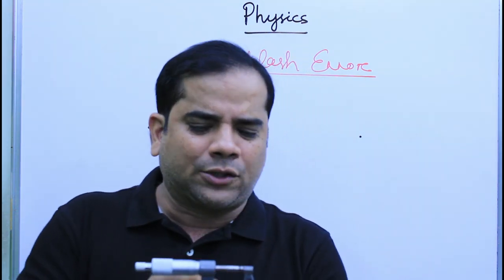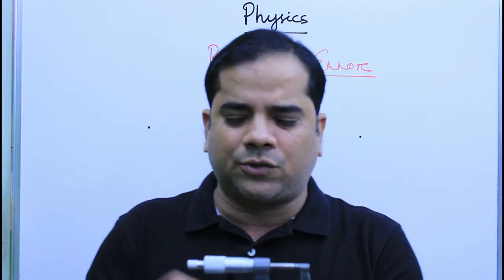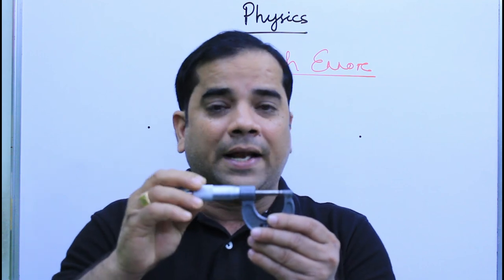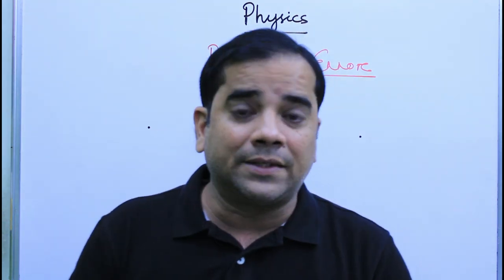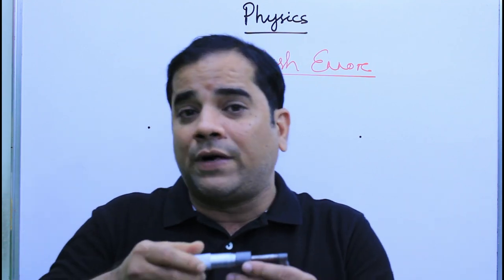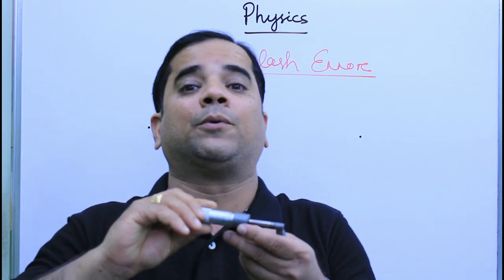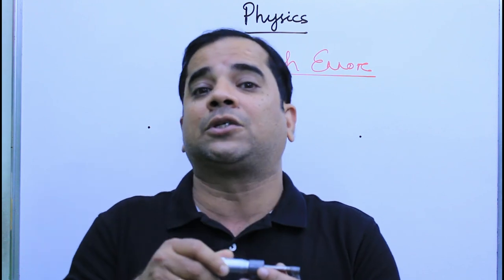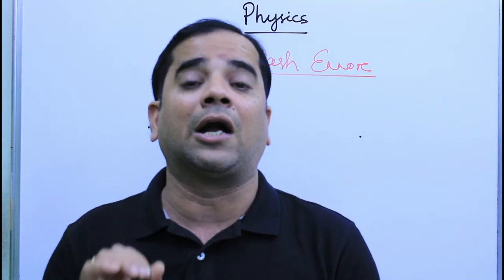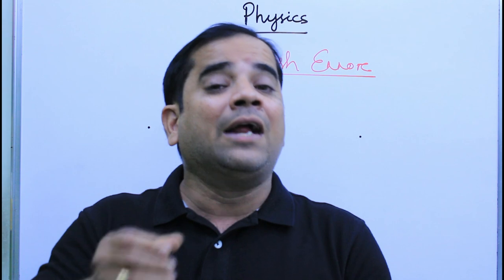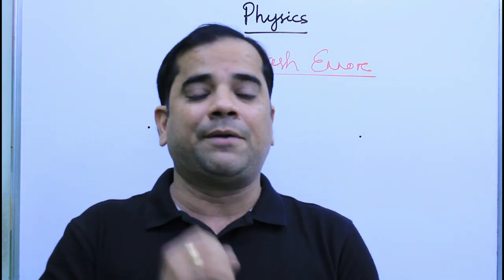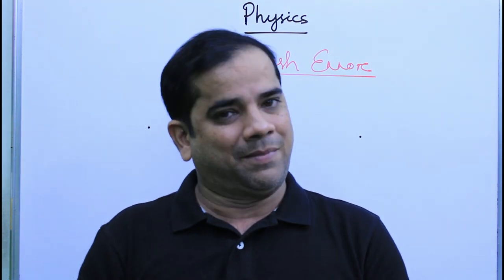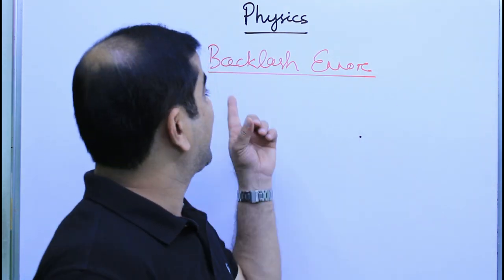As we have already discussed, to adjust the gap between the studs, we need to rotate the thimble forward and backward. As the threads are damaged, when we try to rotate the thimble in the opposite direction, the tip of the screw doesn't rotate at once. It rotates after some time. This gives an error in the measurement, and that is called the backlash error.